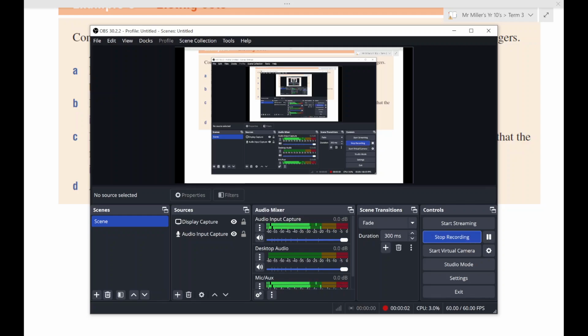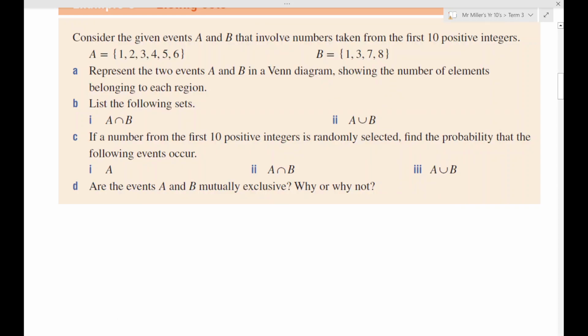Hey guys, I'm just going to show you the examples from exercise 8b. So talking about unions and intersects. I'm going into this cold, so hopefully I don't make any mistakes.